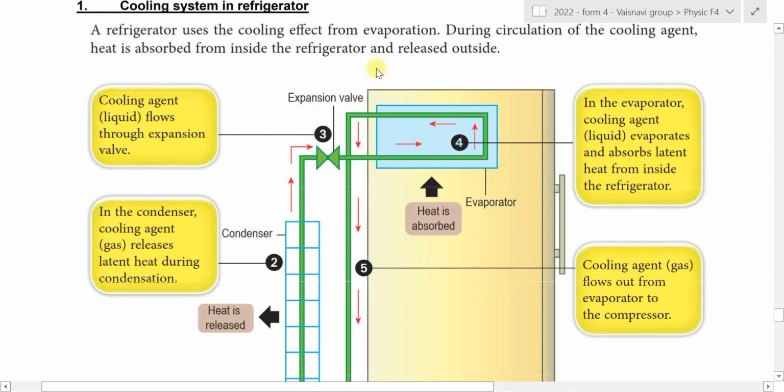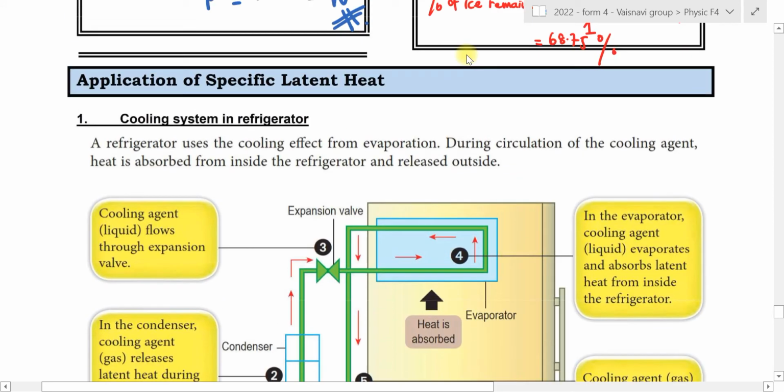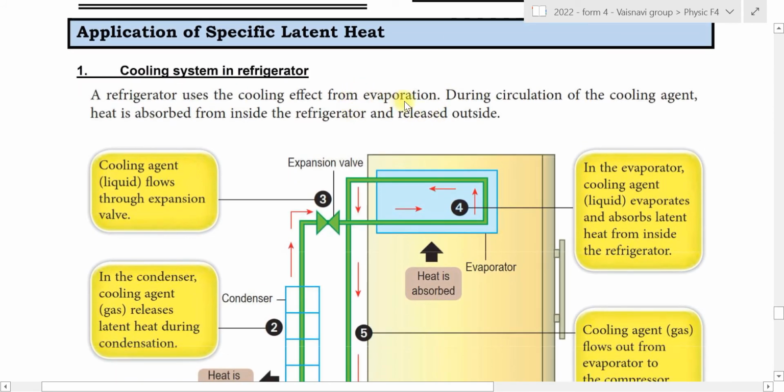A refrigerator uses the cooling effect from evaporation. Okay, cooling effect from the evaporation.